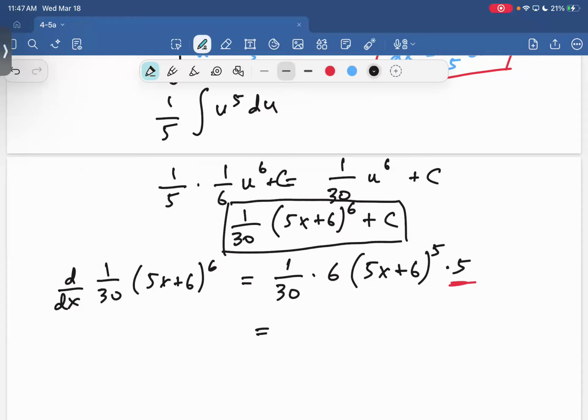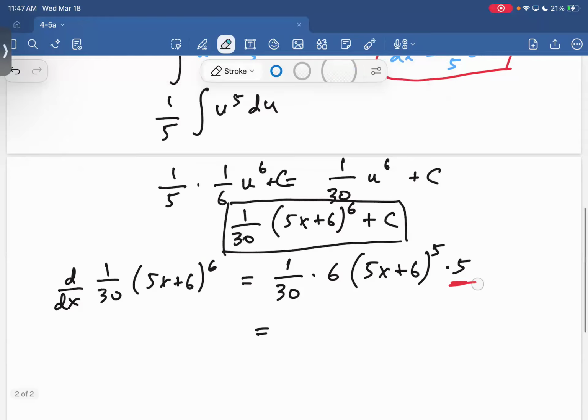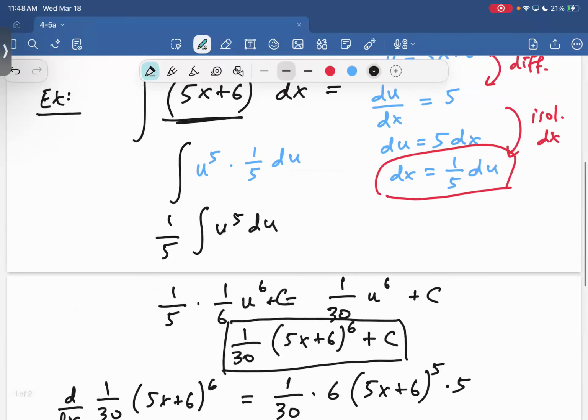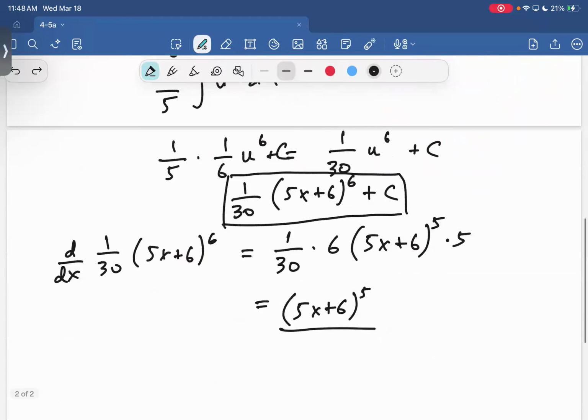And so the 6 and the 5 will cancel out with the 30. And I'm going to be left with 5x plus 6 to the fifth power, which is what I expect, right? That's the same as what I originally integrated. Okay, so that shows how integration by substitution effectively reverses chain rule. Any questions? Okay, I'll let you guys try 1A briefly, and then we'll discuss more soon.